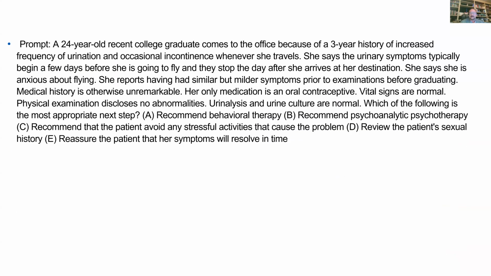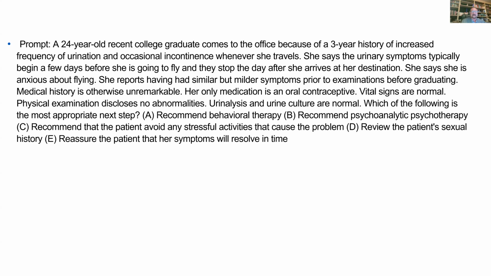So I'm a clinician, so I like to start with a case. This is a 24-year-old recent college graduate who comes to the office because of a 3-year history of increased frequency of urination and occasional incontinence whenever she travels. She says the urinary symptoms typically begin a few days before she's going to fly and stop the day after she arrives at her destination. She says she is anxious about flying. She reports having similar but milder symptoms prior to exams before graduating college, and her medical history was otherwise unremarkable. Her only medication is oral contraceptives. Vital signs are normal. Physical exam discloses no abnormalities. Urinalysis and urine culture are normal.